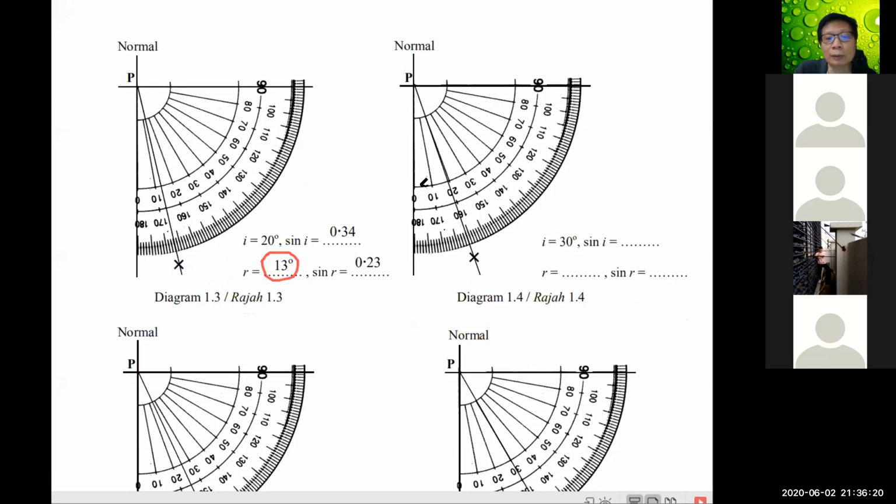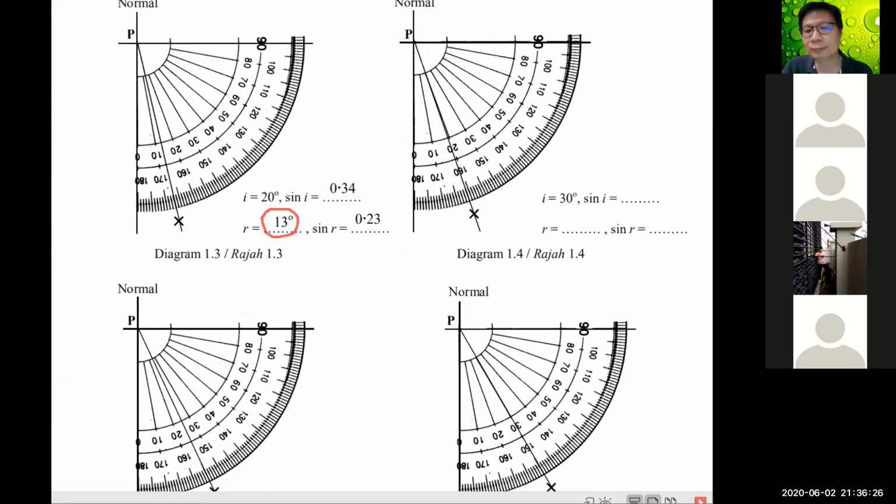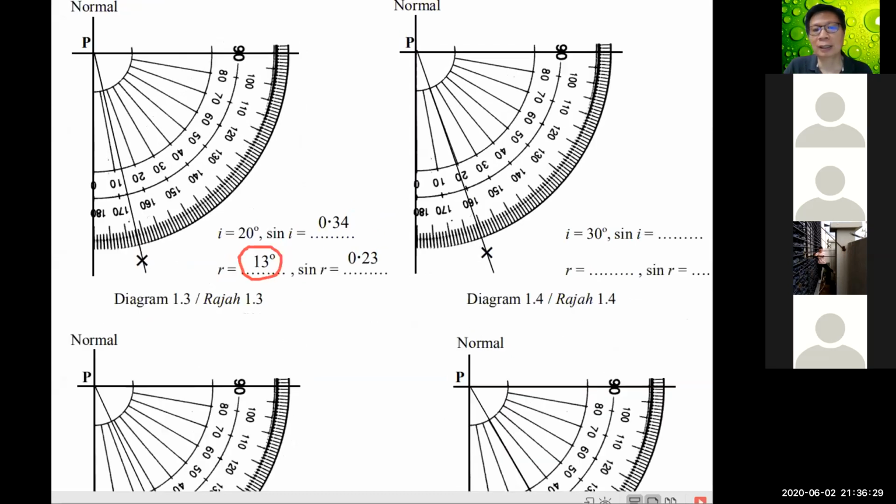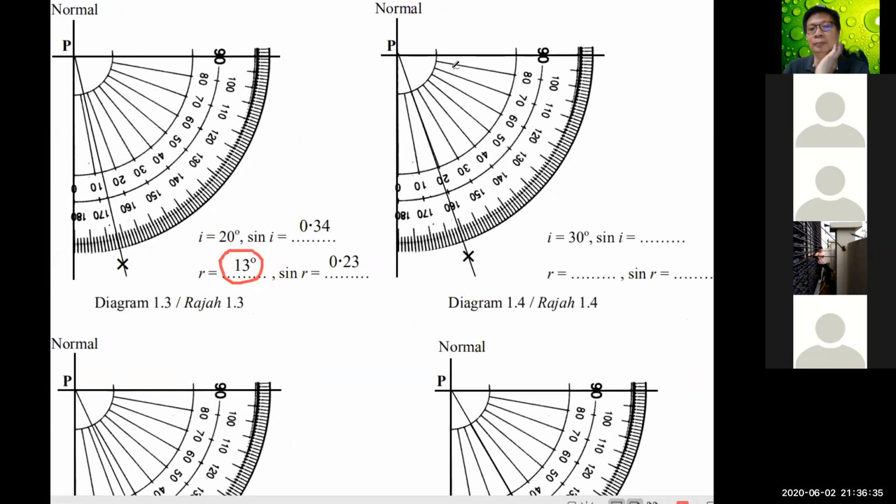Can you tell me what is the angle? How many degrees here? Can you see carefully? How big is this angle? 19. Yeah, check. 19, yes, correct. 0, 10, not quite reaching 20, so you see here, 19. So here you write 19. Okay, now use a calculator. Sine 30, write the answer here. Sine 19, write the answer here.